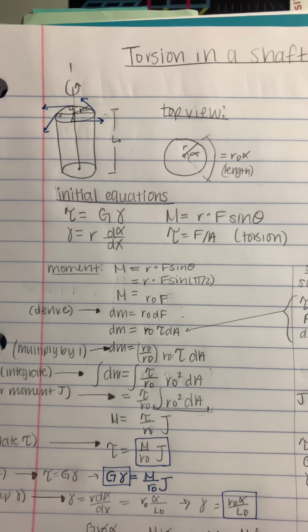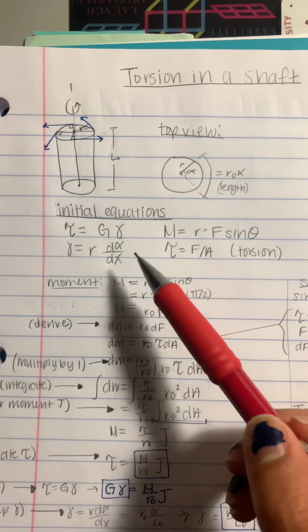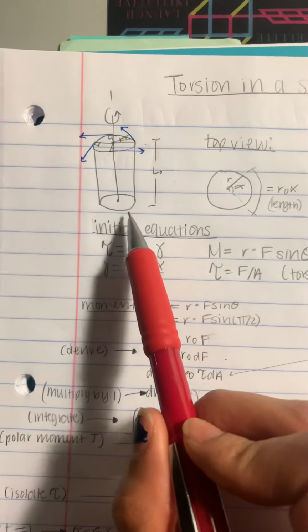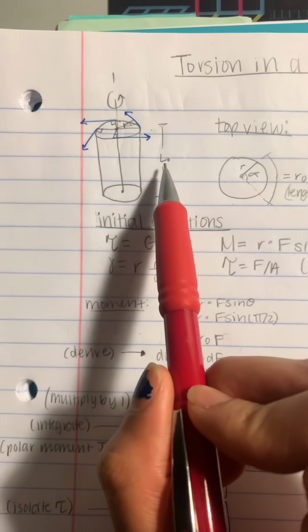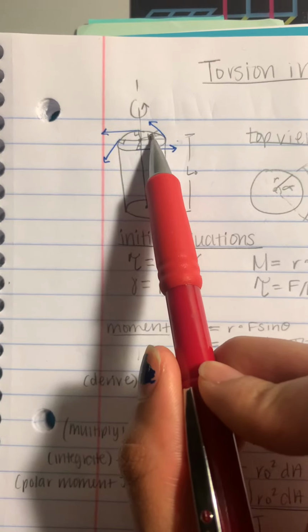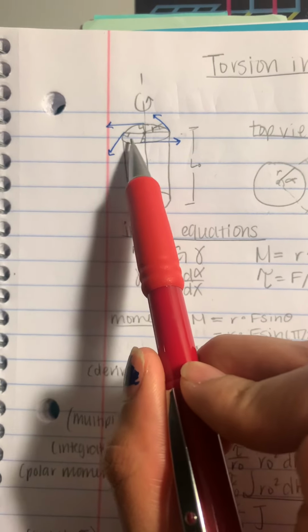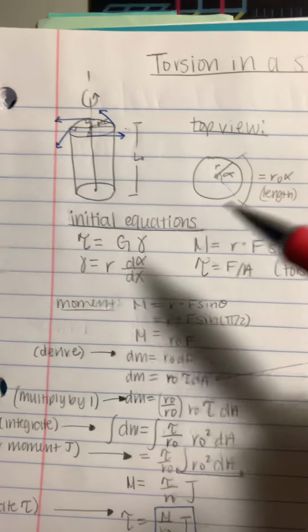My name's Amelia, and today we're going to be looking at deriving the torsion in a shaft equation. From this photo, we can see that the initial length of the shaft is L initial, and this is the radius over here, and the perpendicular angles of the vector fields here. And this is the axis that the entire shaft is rotating around.